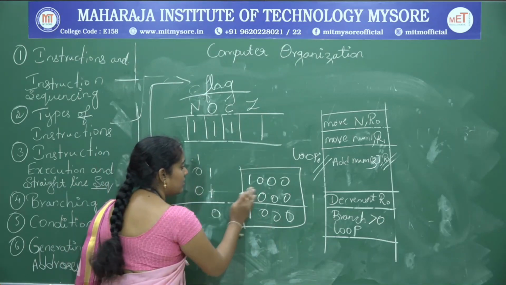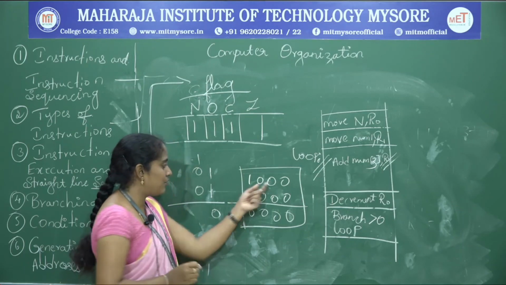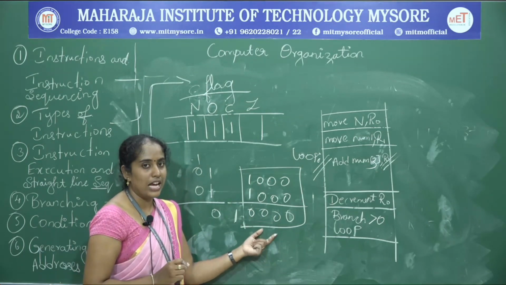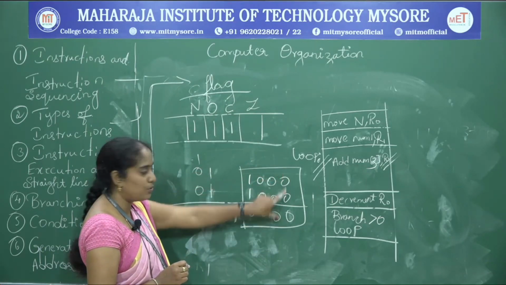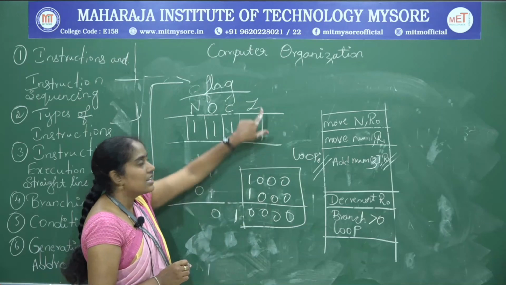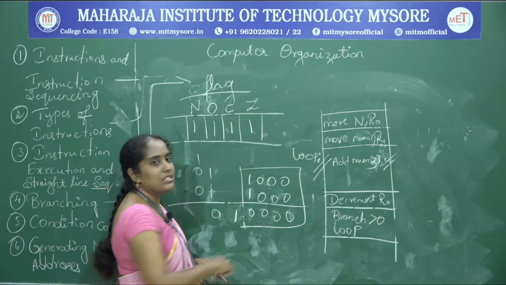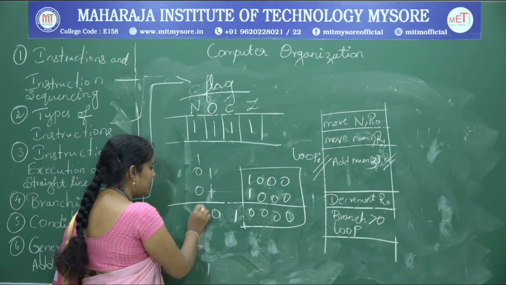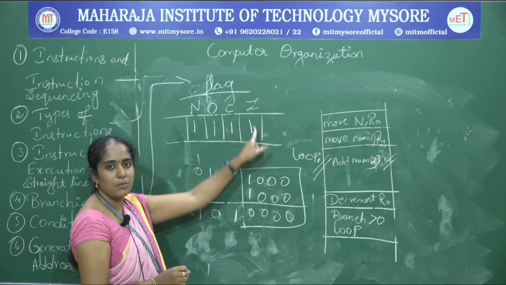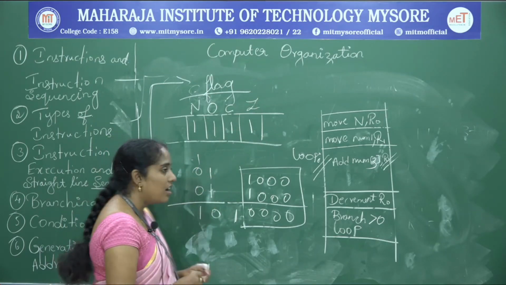So, next is zero. In the previous example, what is the answer for this? It is 0, right. So in that case, if the answer of the addition of these two is 0, the zero flag will be set to 1, or else it will be set to 0 for any other number. So, in this case, the zero flag will be set to 0. Okay. So, these are the conditional codes.